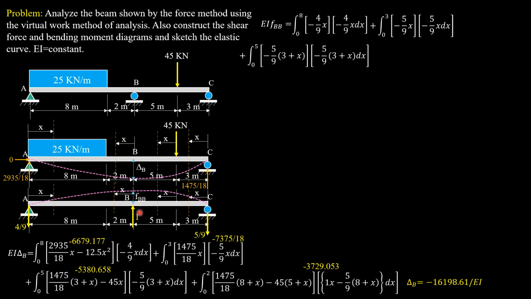Then for the last section, we have the integral from 0 to 2. So we have 1 times x, or simply x, then minus 5 over 9 times 8 plus x. Then for the unitless load, it's the same. It's like squaring everything.